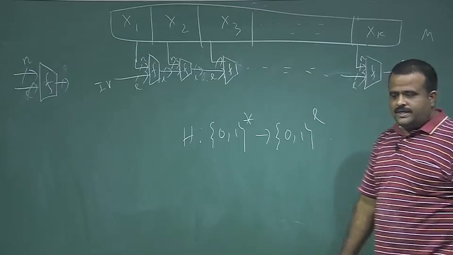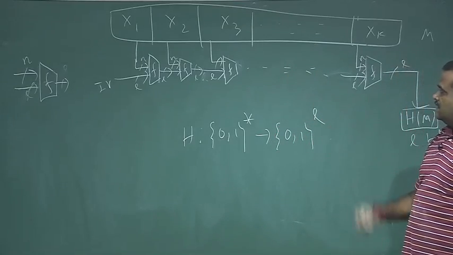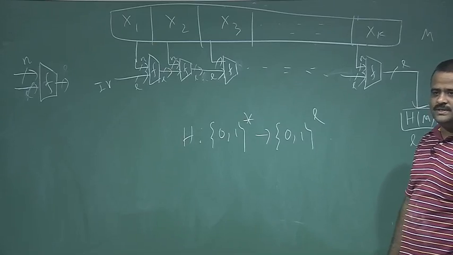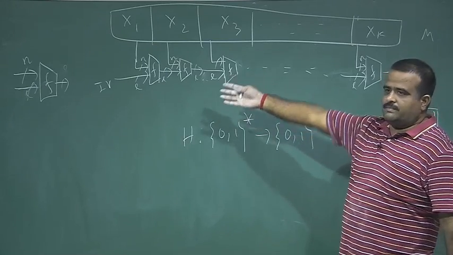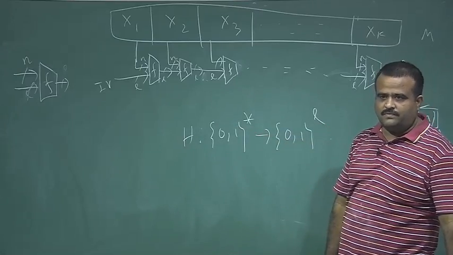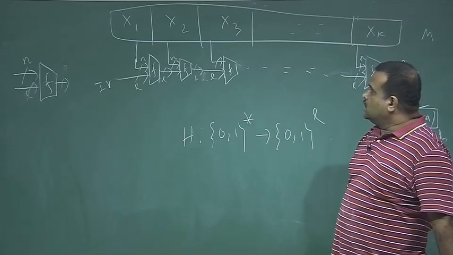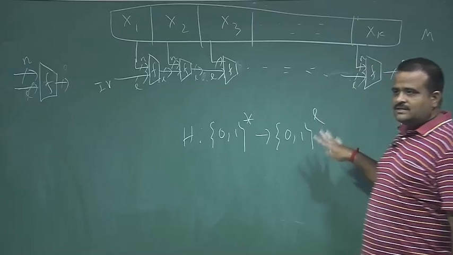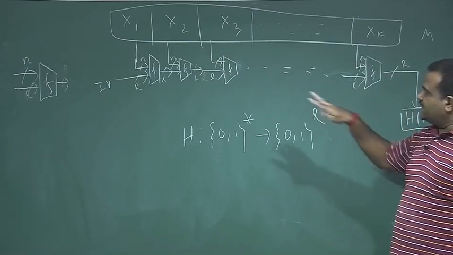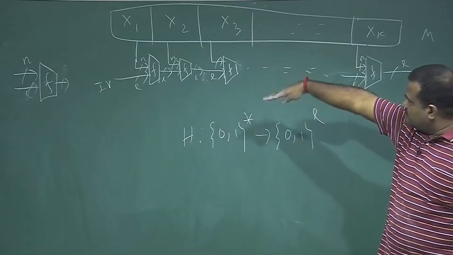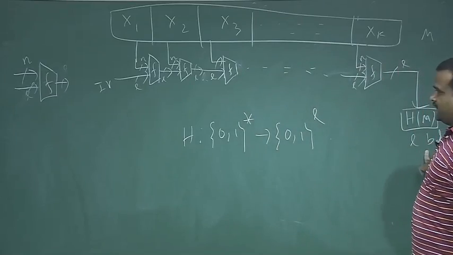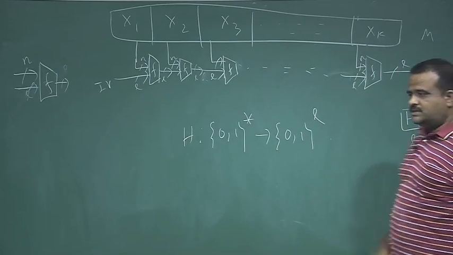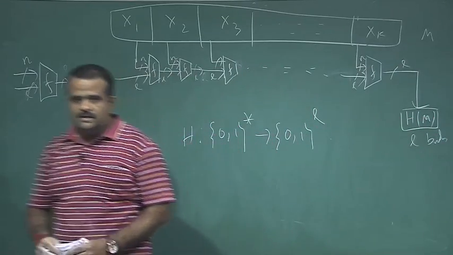So next class we will discuss some particular hash function like SHA-1, secure hash algorithm. So there we have a particular type of f function, that is called MD4 or MD5. But this is the general structure of any hash function. It has a compression function and we repeatedly apply the compression function, and finally we are getting the hash code of this message M. Okay, thank you.